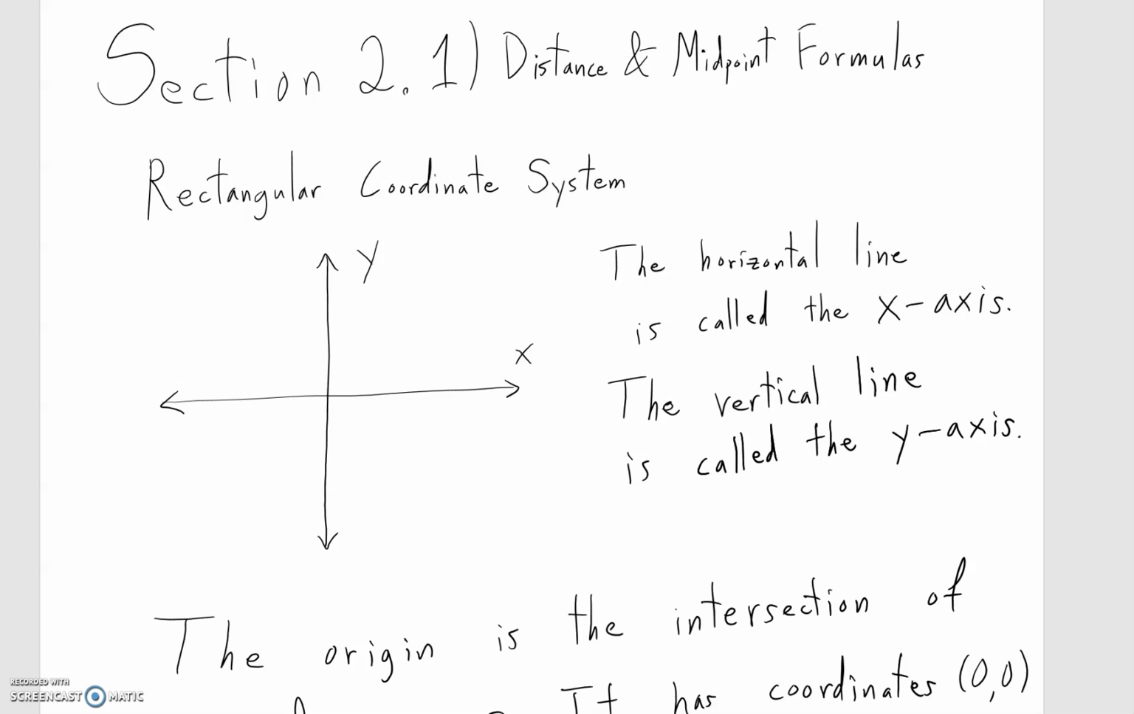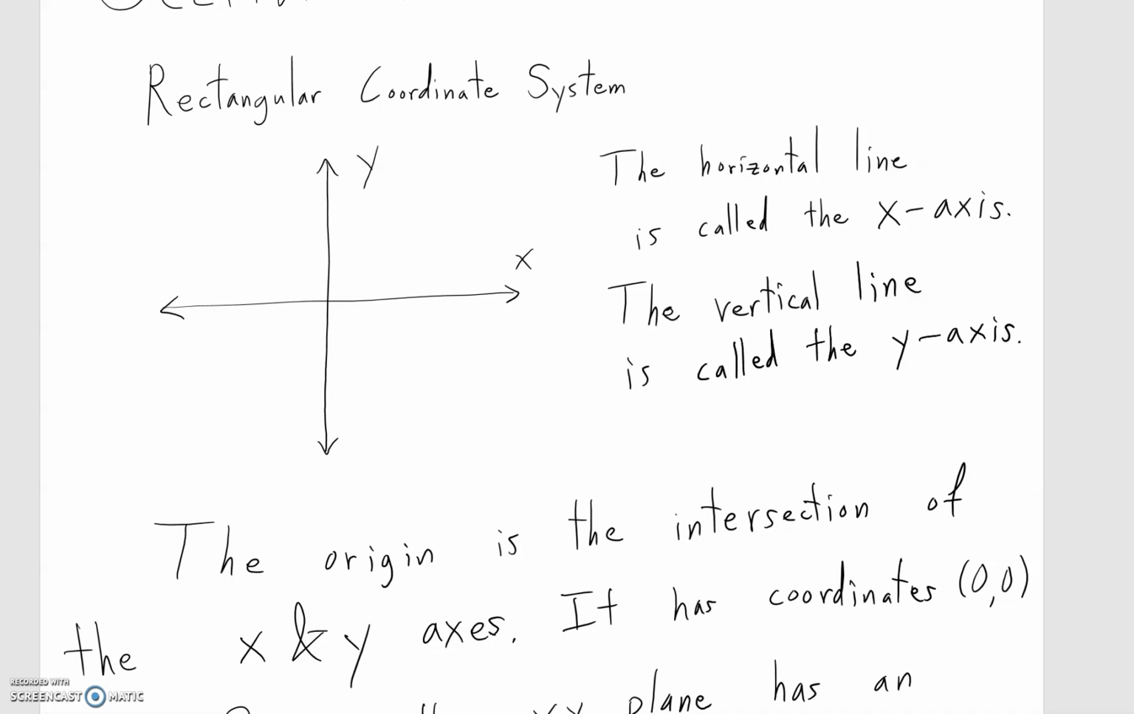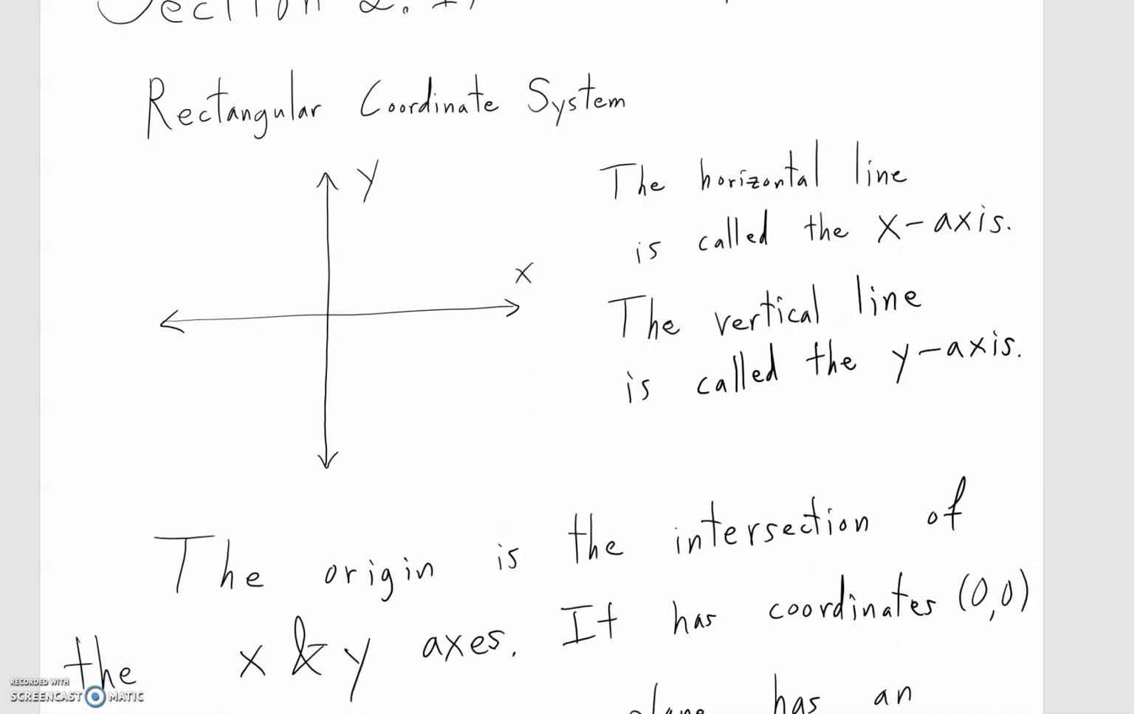So what exactly is the rectangular coordinate system? The rectangular coordinate system is a coordinate system established by the intersection of two lines, a horizontal line and a vertical line. The horizontal line is called the x-axis. The vertical line is called the y-axis. Where these two lines intersect is called the origin. So the origin is the intersection of the x and y axes. It has coordinates 0, 0.